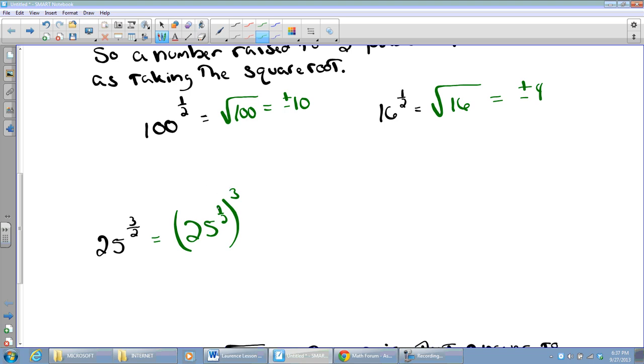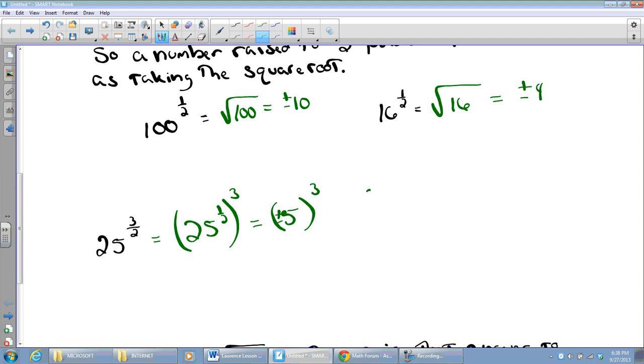I could have put the cubed here, the 3 here, but I'd rather take the square root of 25 and then cube that answer than cube 25 and try to take the square root of that number. It's going to be quite large. So I'm going to take the square root of 25, which is going to be plus or minus 5, of course, and then I have to cube it.